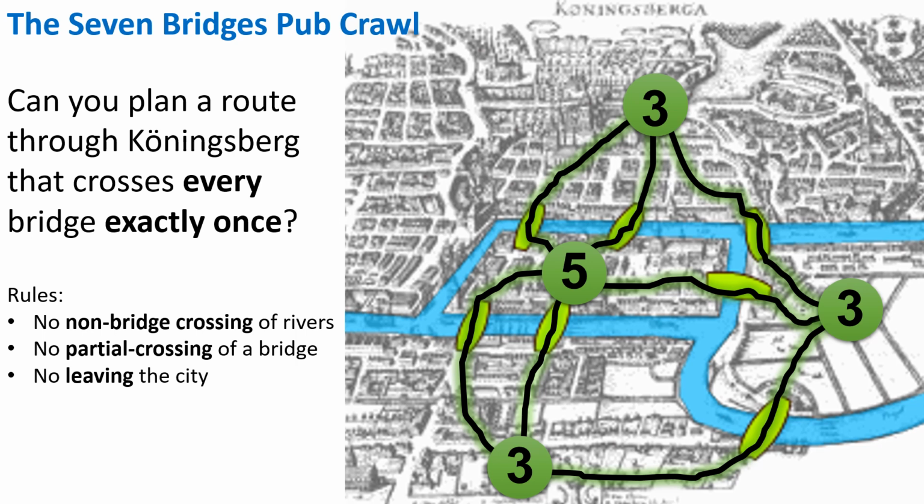So the simple solution to this problem is, well, you could blow up a bridge, I suppose. That's one way of doing it. If you delete a bridge, suddenly you've got exactly 2 odd ordered vertices, and you could start at one of them and end at the other one.